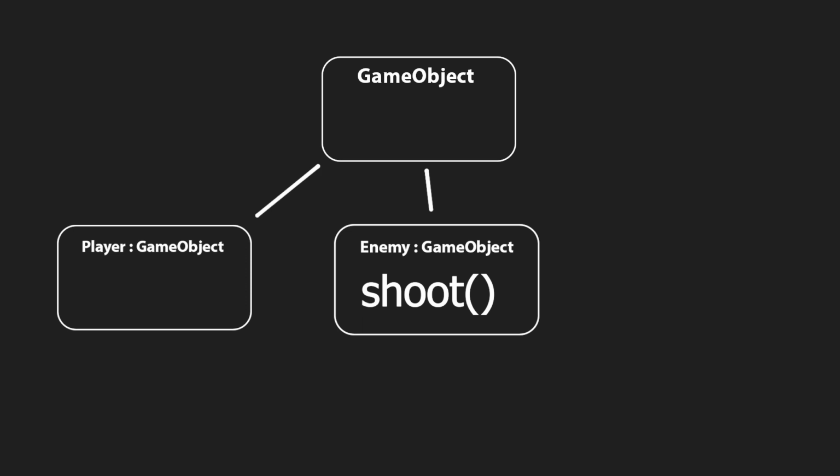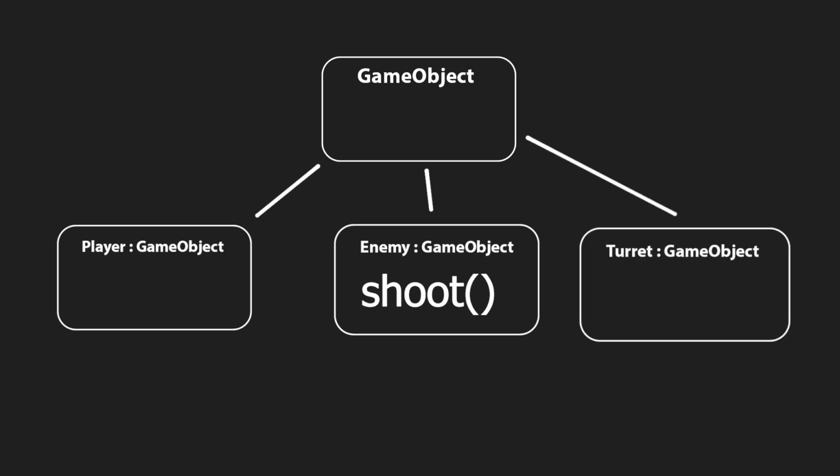Later down the line, we want to create a turret that also shoots at the player. But the shooting functionality is in the enemy. We could just copy paste everything, but that is bad practice. So should we inherit from enemy to create the turret? Well, that doesn't seem right. We might be tempted to take the shooting functionality and put it in the game object class. But that would create unnecessary bloat for any other class that doesn't want to shoot. Like, this is an oversimplified example, but things like this just become more and more common in bigger projects.